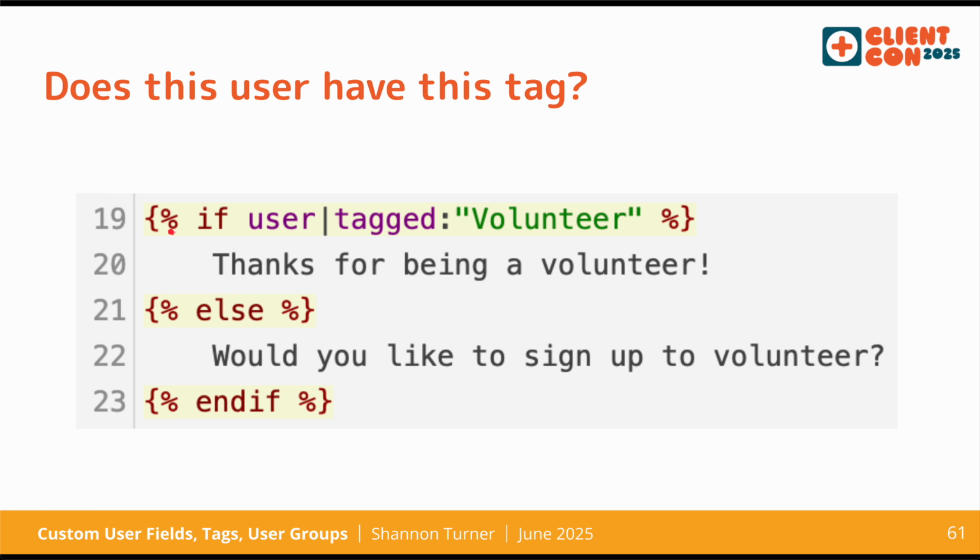So here I have a snippet for, is this user tagged with the volunteer? Does this user have this tag, in other words? So if a user is tagged with volunteer, let's say they signed up on one of your volunteer pages, or you imported them to add that tag to them, you can personalize the content to show them. So if a user is tagged with volunteer, say, hey, thanks for being a volunteer. Otherwise, ask, would you like to sign up to volunteer?